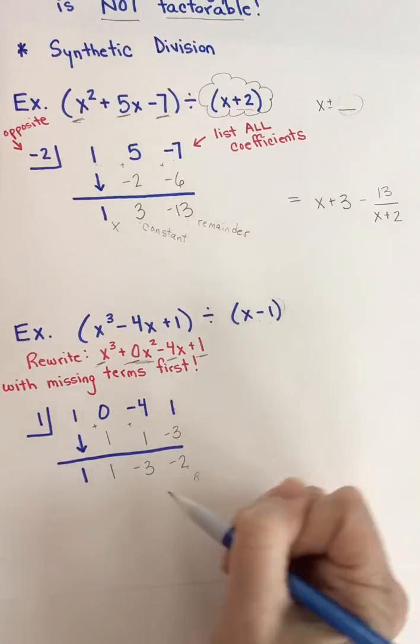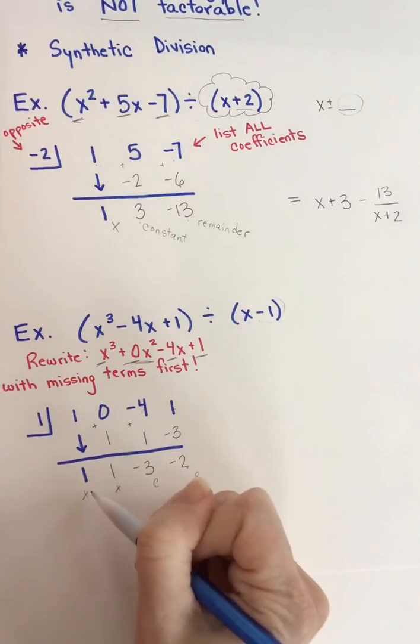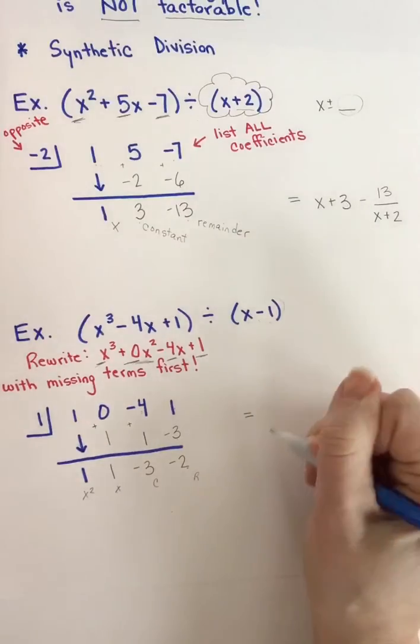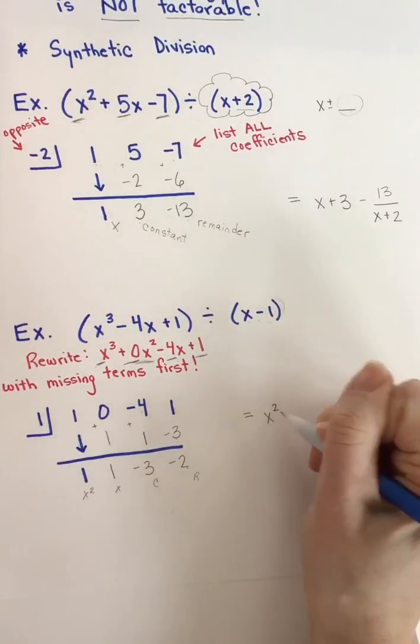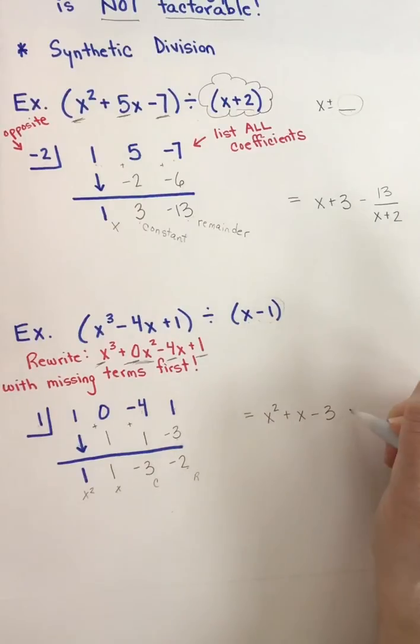This is my remainder. This is my constant. This would be x, which means this is x squared. So my final answer is going to be x squared plus x minus 3. And then I write my remainder as a fraction over whatever I was dividing by.